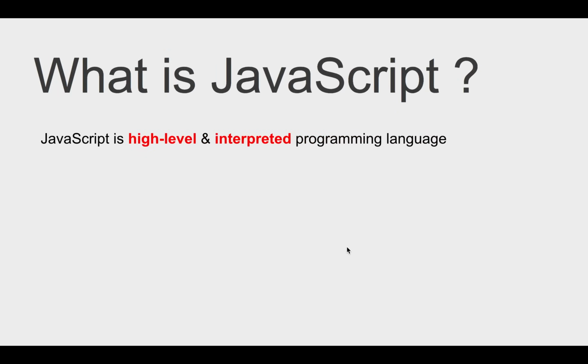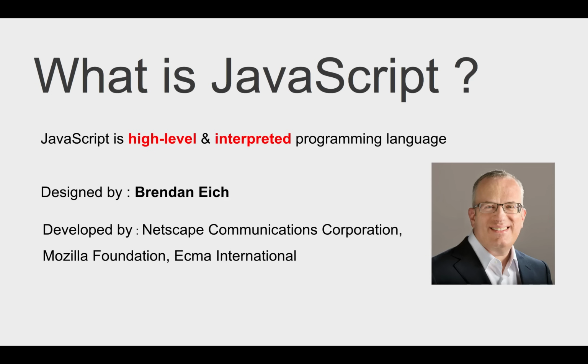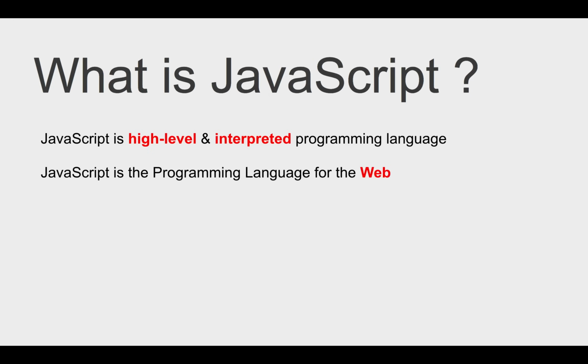So therefore now you understand JavaScript is a high level and interpreted programming language, and it was designed by Brendan Eich in the year 1995. So he was working at Netscape Communications, and he developed and designed this language, and it first appeared on December 4, 1995. JavaScript is also called programming language for the web, and it started as a programming or a scripting language for web. However, it has evolved since then.